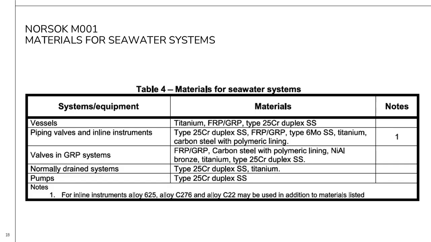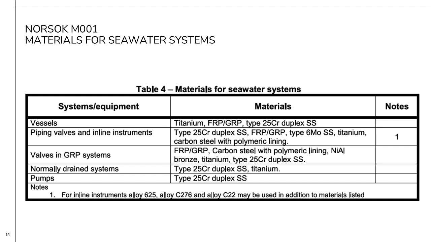Let's take a look at Table 4, Materials for Seawater Systems. Table 4 defines seawater service materials by subsystem. 25CR duplex is our baseline for pumps, valves, and general piping due to strong pitting/crevice resistance and high strength. Where conditions are more severe, high temperature, oxygenated, or stagnant, titanium or 6MO SS should be used.